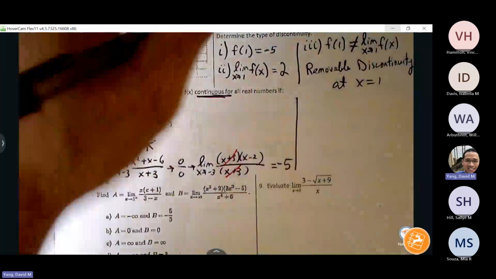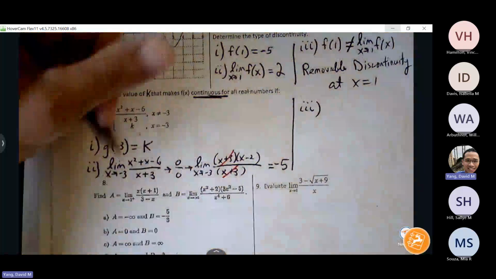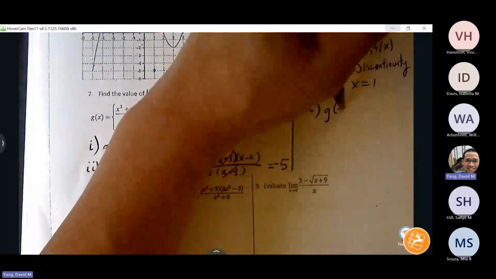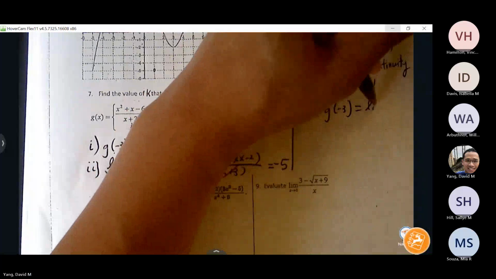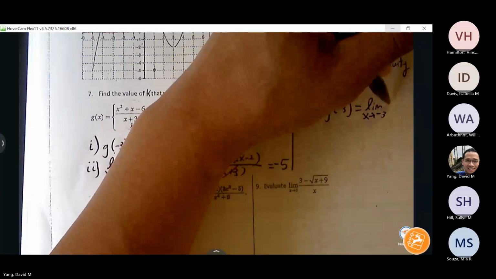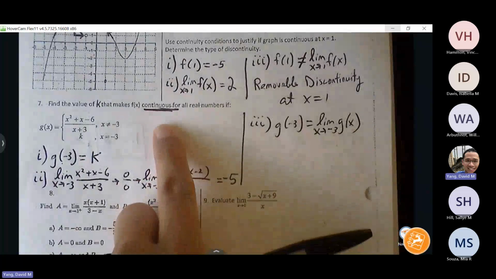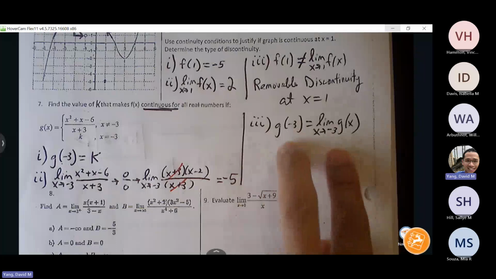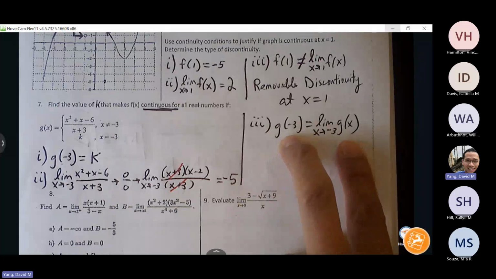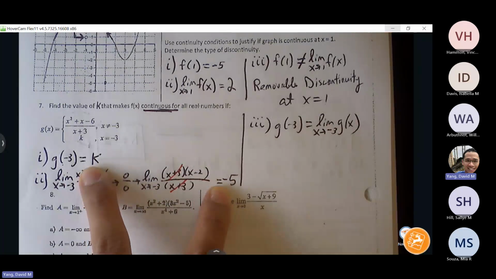All right, and now the third, we keep going, right? We haven't solved for k yet, but the third condition says in order to pass, my ordered pair has to live where the limit is. So it says continuous, so it's got to pass through all three conditions. So in order for this to be true, what has to happen? k has to be equal to -5.